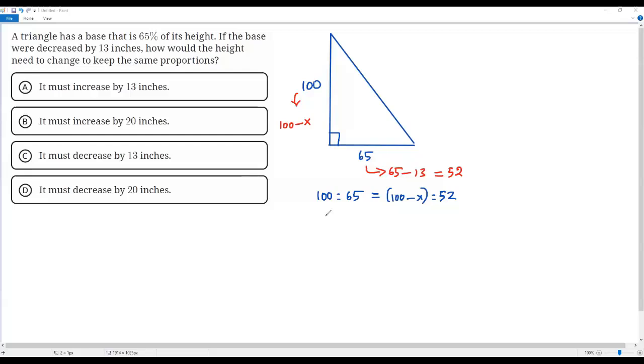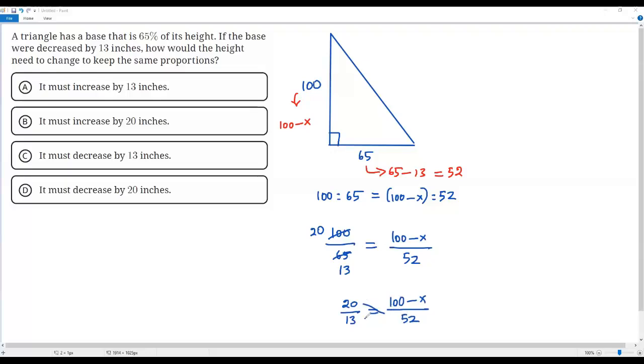To solve this equation better, we can write the ratios on both sides as fractions. Then I get 100 over 65 equals 100 minus x over 52. Here both 100 and 65 are multiples of 5, so we can simplify this. When I divide 100 by 5, I get 20. When I divide 65 by 5, I get 13. So I'm getting 20 over 13 equals 100 minus x over 52.